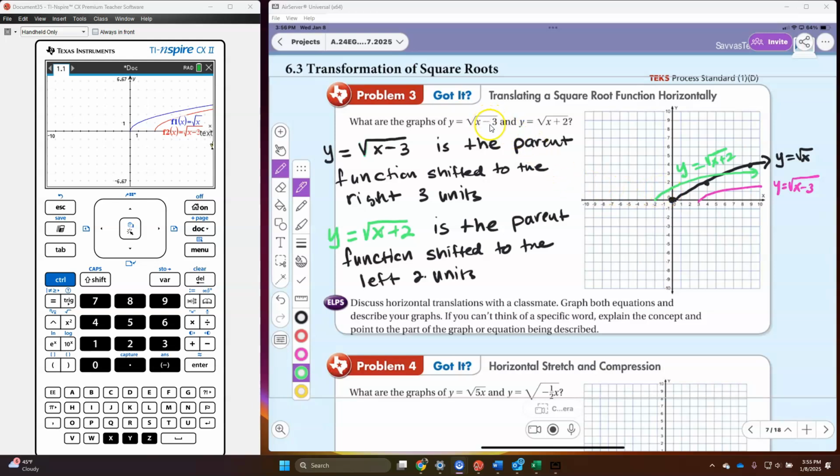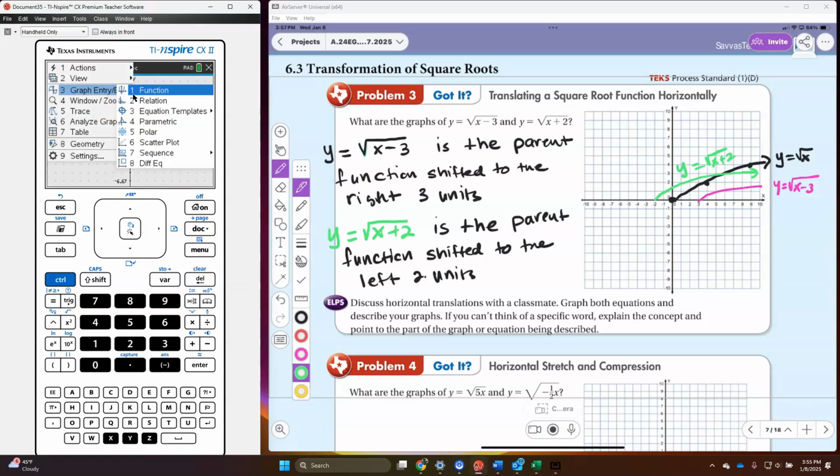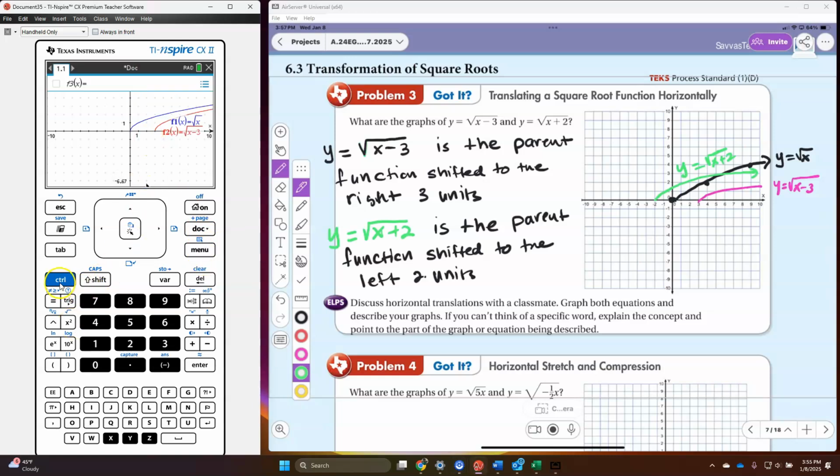What you have to remember is if it's minus 3, it will go to the right when it's minus. And when it's positive, it goes to the left. It always goes to the opposite. So what I'm going to do is I'm going to go ahead and graph the square root of x plus 2. And you can see how it's shifted to the left.